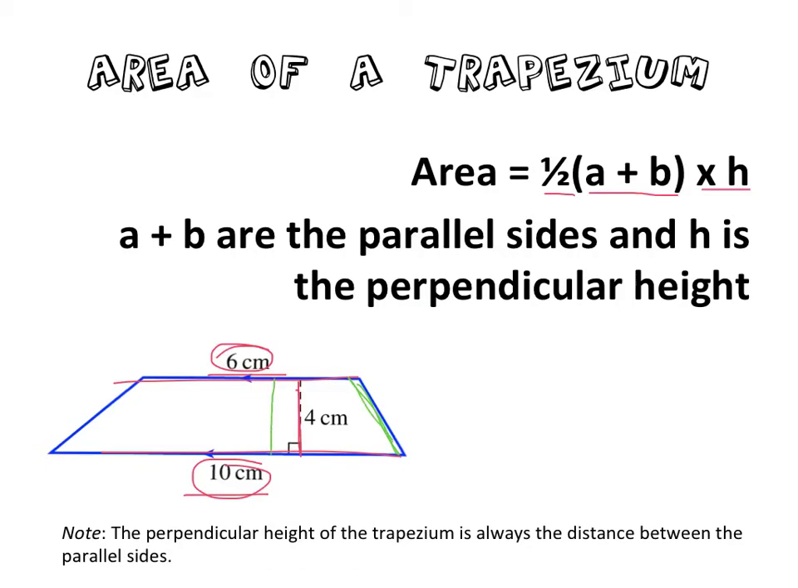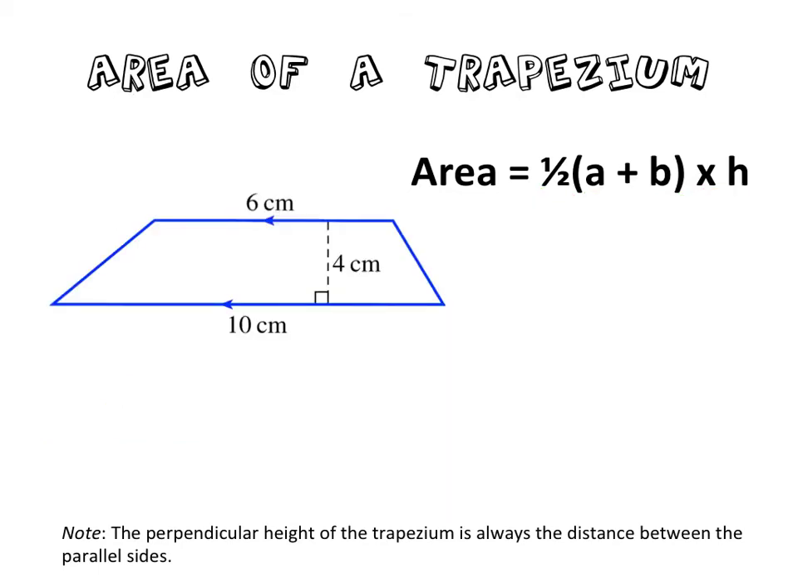So all you have to do is remember that A and B are the two parallel sides and H is the perpendicular height. Now it's half of A plus B, remembering that as well. Half A plus B times H. Simply remember the formula, guys, and you can substitute it in later. Okay, let's have a look at this example.